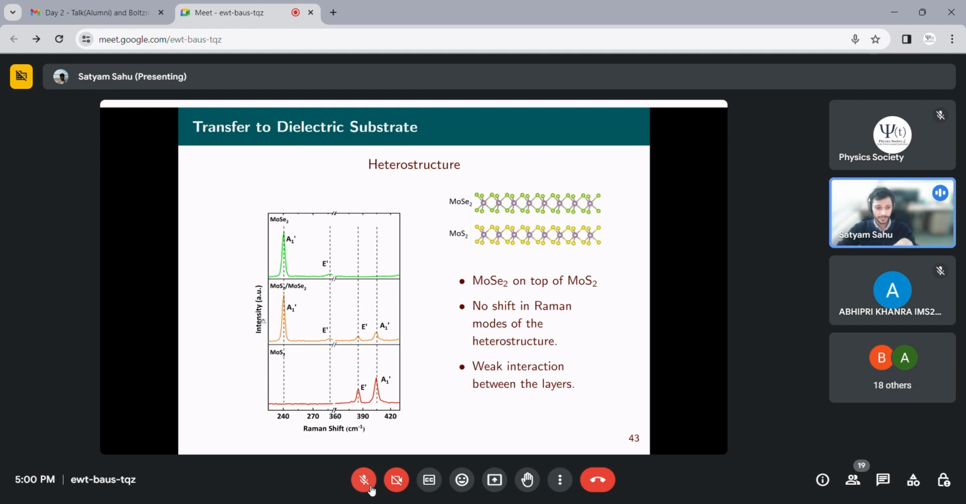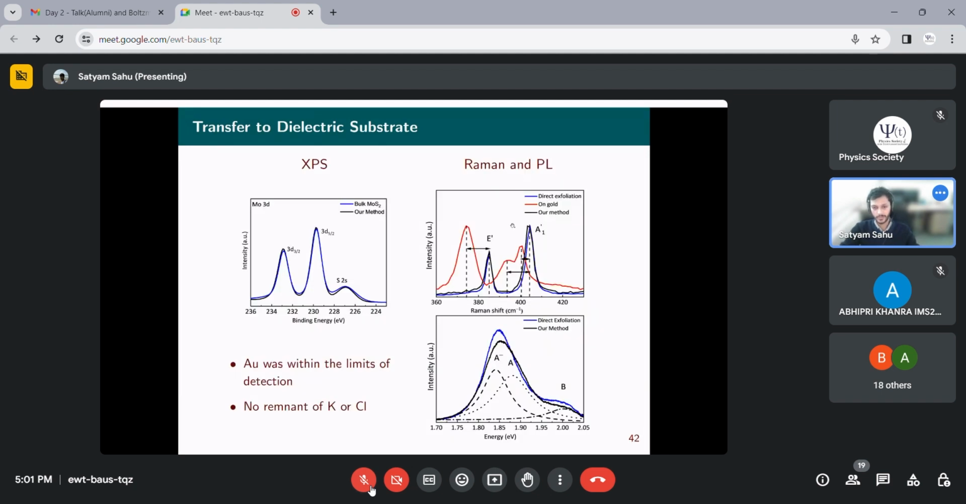And here, in the top panel we have the vibrations for MoSe2. So we have these two peaks, and in the bottom panel we have the vibrations for MoS2. So again these two peaks. And when we have the heterostructure, we have all four peaks here, which are not shifted with respect to each other. So which suggests that the interaction between these two layers is minimal. If there is some interaction between the layers, then you will see the shift in the vibrational modes, as we were observing earlier for gold.